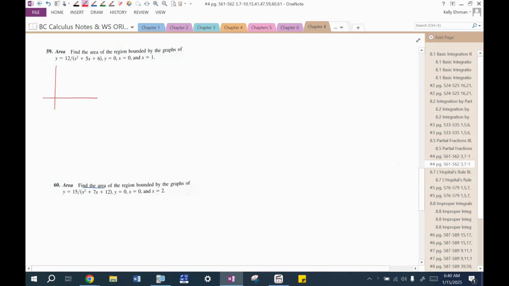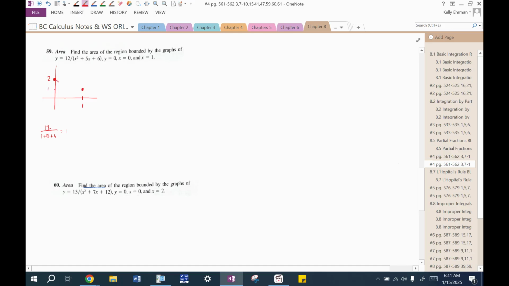And let's see. I'm going to do this one non-calculator. So yeah, I'd like to graph this. So I'm going to plug in x equals 0 to see what I would get on the y-axis. So if I plug in 0 here, I get 12 divided by 6. So we're at 0, 2. And then we're stopping at x equals 1. So when we plug 1 into this, we get 12 over 1 plus 5 plus 6. So that's 12 over 12.